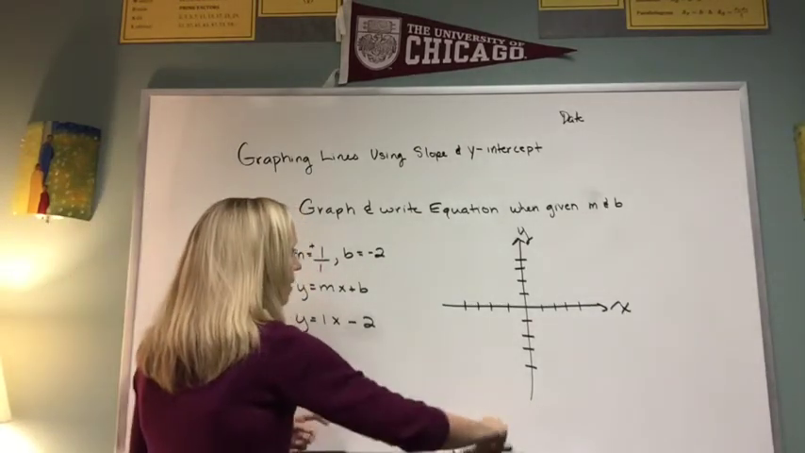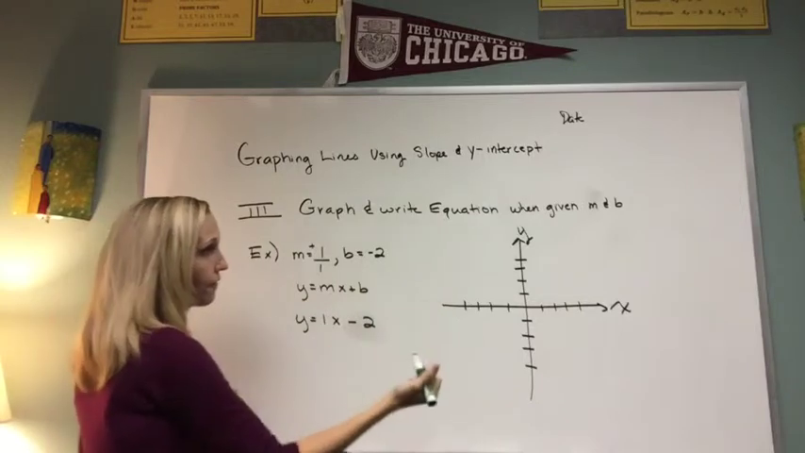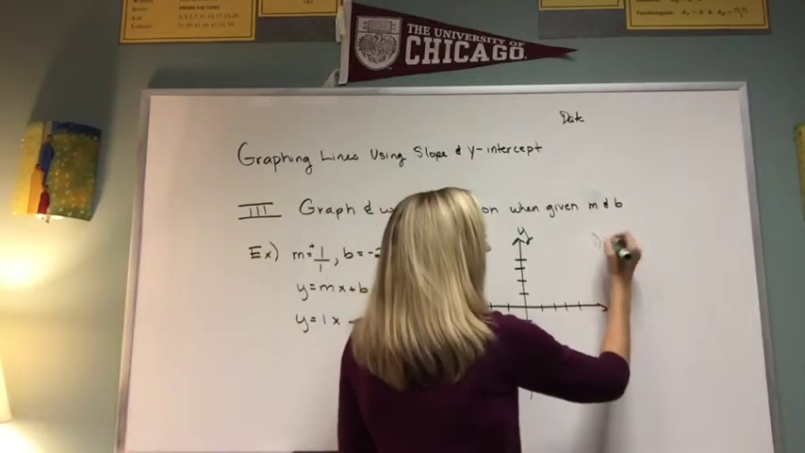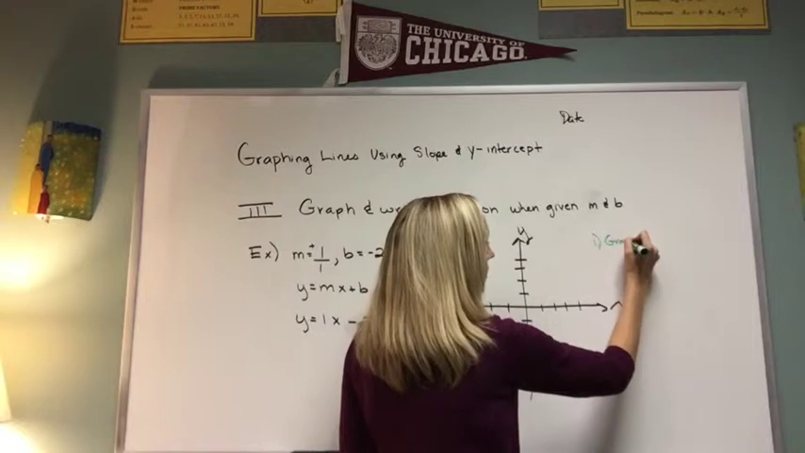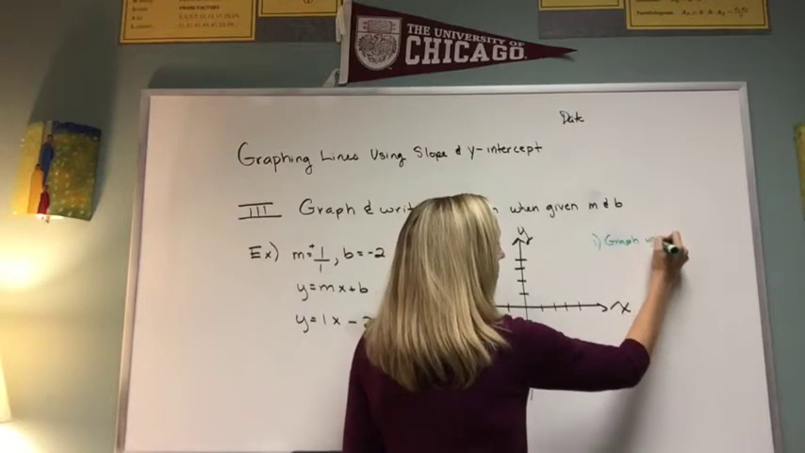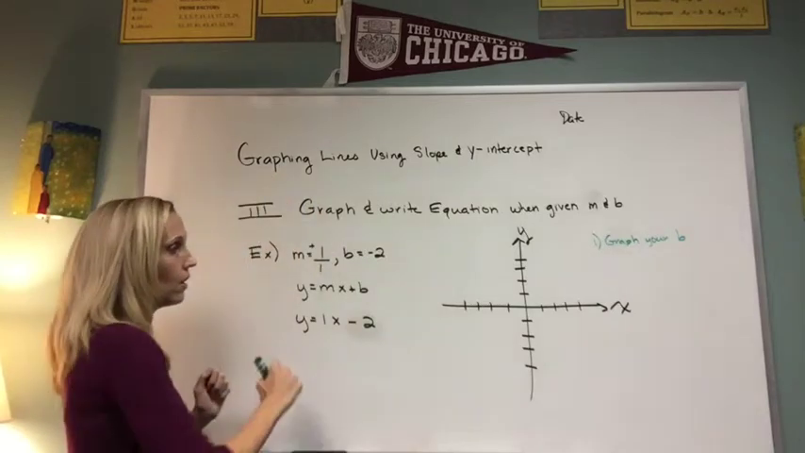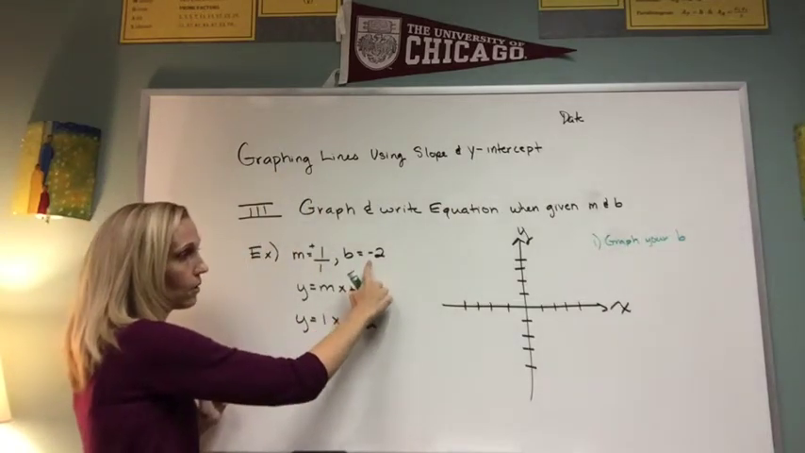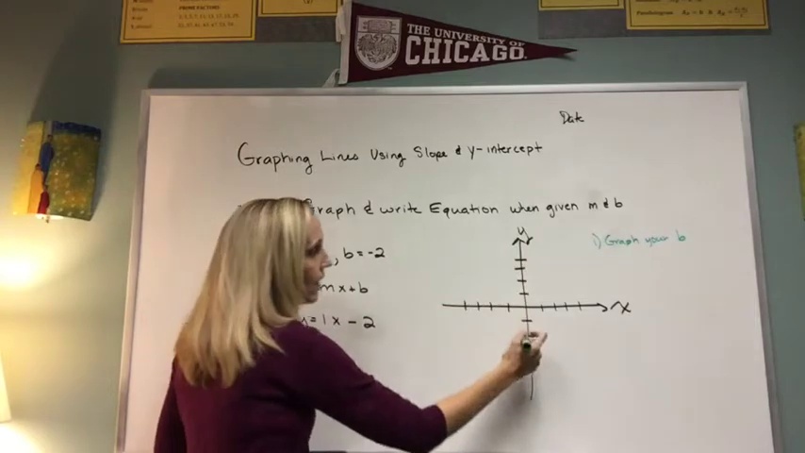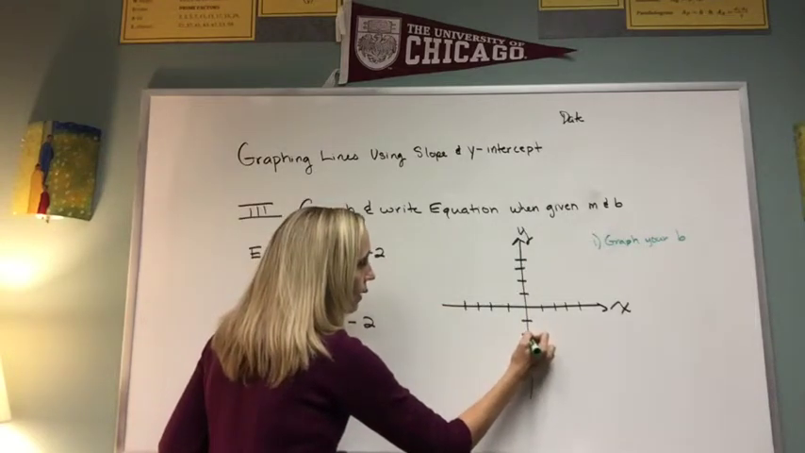So the first step that you want to do to graph is you want to graph your b. Always start where your y-intercept is. So my y-intercept's at -2. So I go to my y-axis and I go down to -2 and I put a dot here.